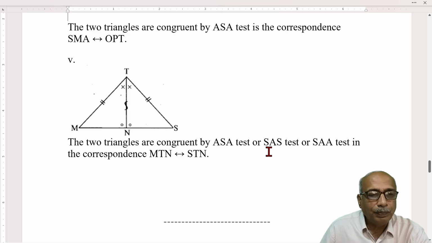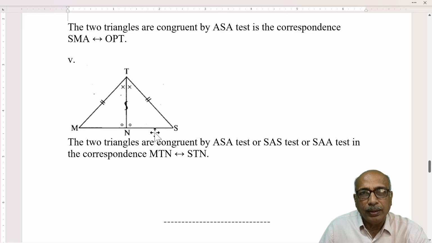Or by SAA test, MT congruent to TS, angle T congruent to angle T, angle N congruent to angle N. So these two triangles are congruent by SAA test. Very clear? This much is sufficient for this video.